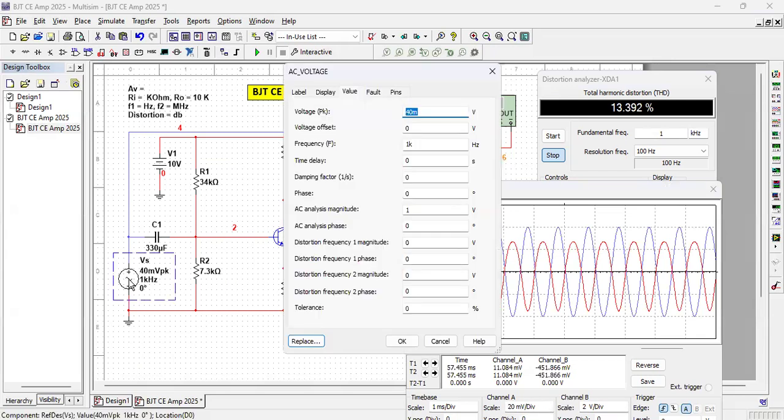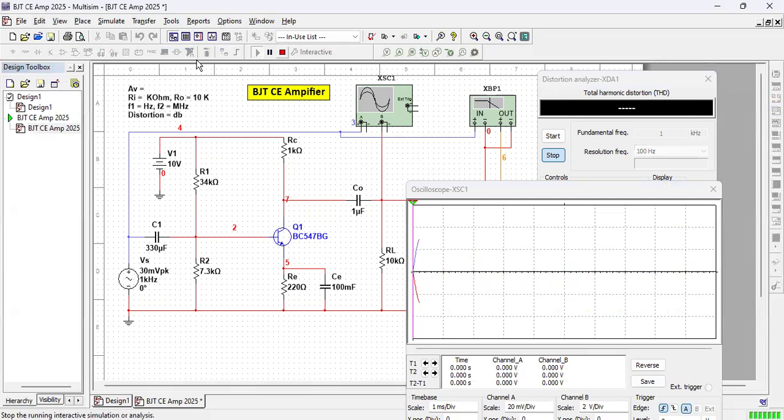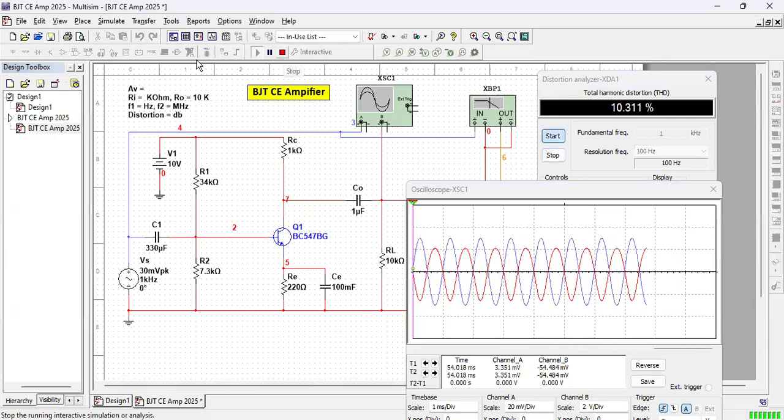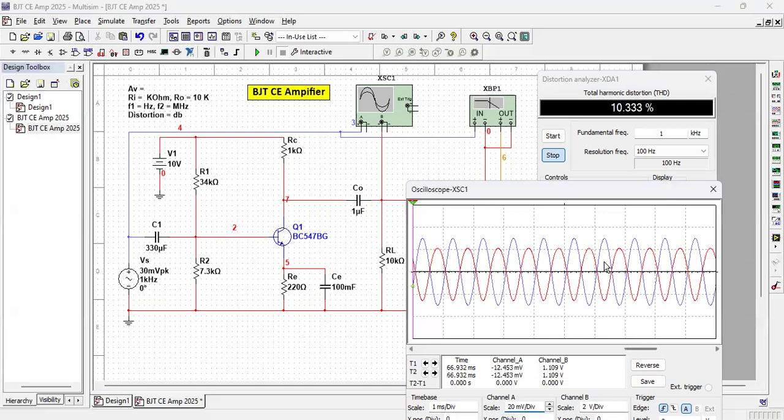This exercise you have to do in your laboratory, and you have to specify that your amplifier is good enough for what range of input. I make it still lower, say 30 millivolt. If I make it 30 millivolt, then see, my distortion has come down to 10%.